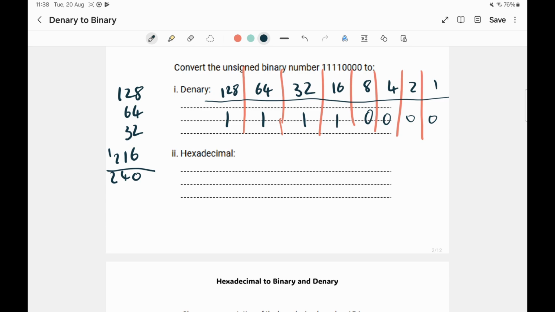For hexadecimal, it's much, much easier. All we need to do is take this number 1, 1, 1, 1 and 0, 0, 0, 0. We convert this one to a hexadecimal number, which would be 0. This one to a number which is 15, because 8 plus 4 plus 2 plus 1 is 15. Convert that, which would be F. So your answer is F0. So we put F0 for that one and 240 for that one.